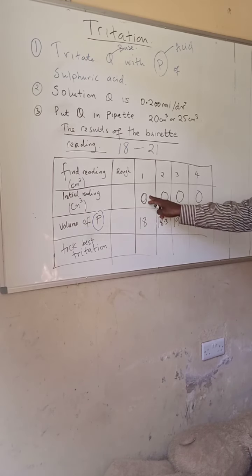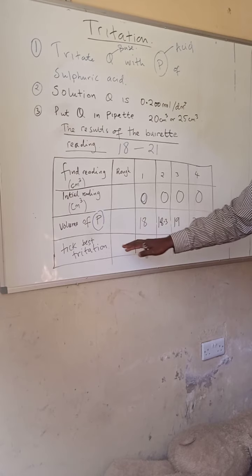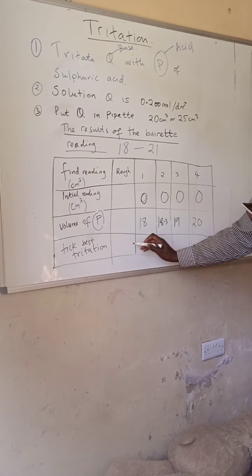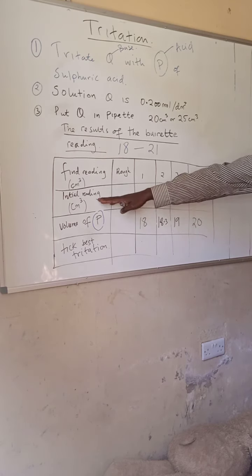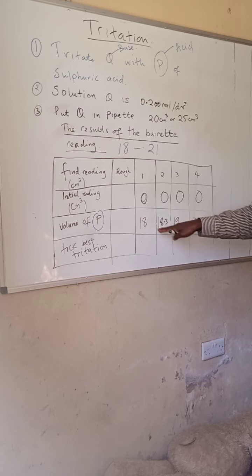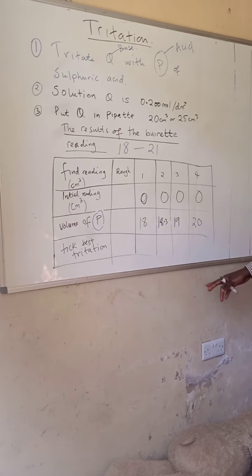So 18 minus 0 is 18 here. This is initial reading 0, 0, 0. Final reading this. So here you're supposed to tick the best titration. Is it this one? Is it this one? Is it this one? Or is it this one?